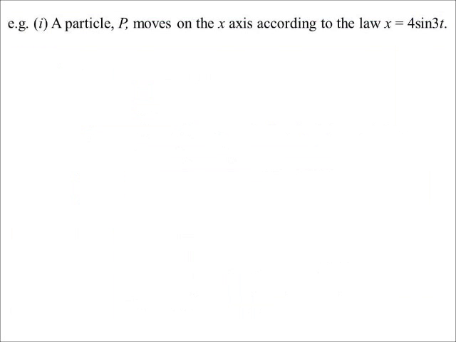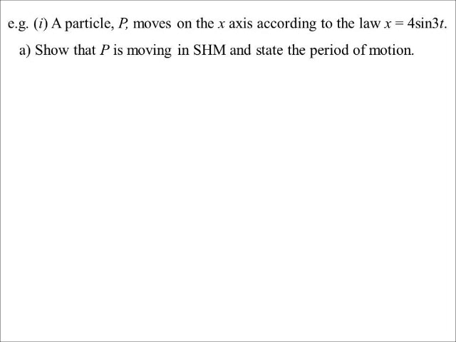All right, so this one is starting with the displacement equation. It's telling us it's 4 sine 3t. One of the most common questions they will ask is, show that it's moving in simple harmonic motion. Now, if we start with the displacement, all we have to do is show that acceleration is equal to minus some negative constant times displacement. So I just differentiate twice.